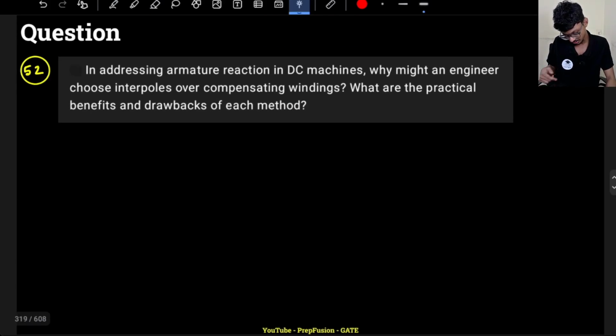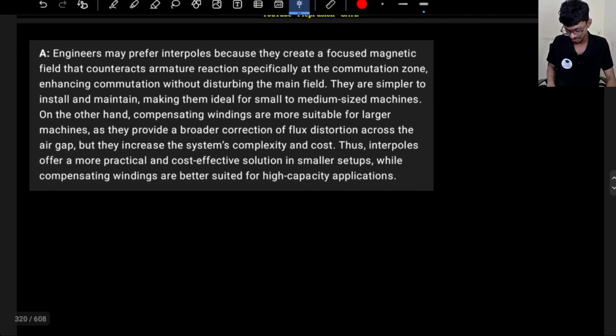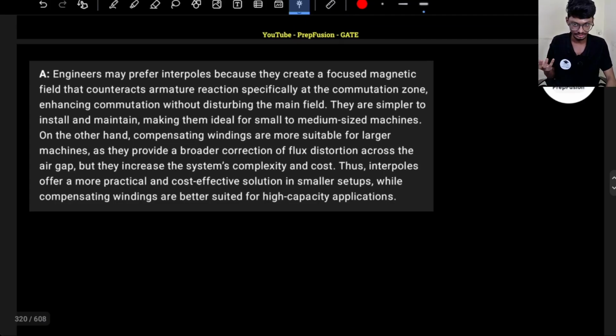In addressing armature reaction, why might an engineer choose interpoles over compensating winding? What are the practical benefits? Here you have to just mention why interpoles are better. Interpoles work along the MNA, where they counteract the q axis flux, right? So it will not disturb the whole main field, they will just counteract at the zero crossing points. They are simpler to install and maintain, making them ideal for small to medium size machines.